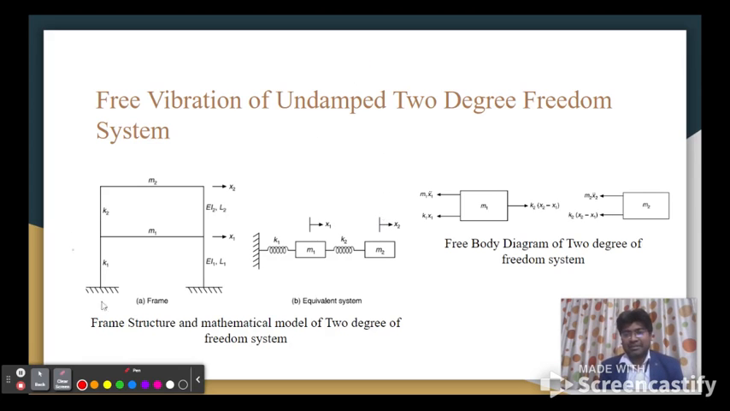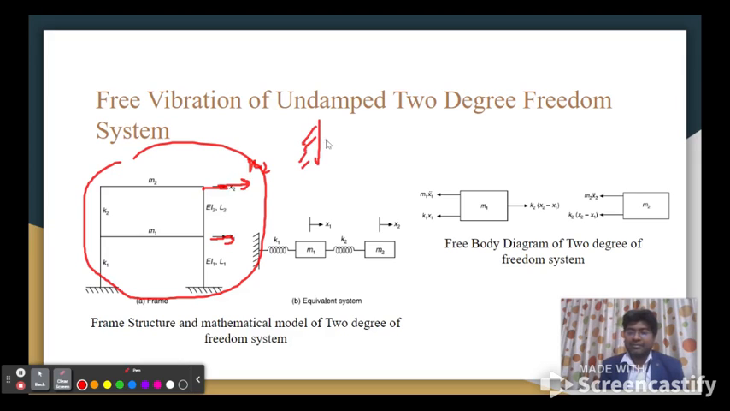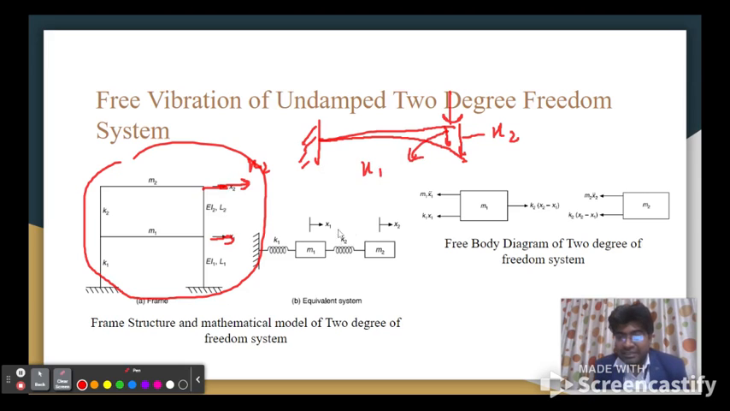See, this is a building here. If it has been displaced by x1, then it is already displaced x1, so now x2 will always be more. Let me give you an example again. In the case of a cantilever, we apply a load and it gets deflected. Here the deflection will be more and here the deflection will be less. So in this case this is x2, and this is x1. This means x1 will always be less than x2.